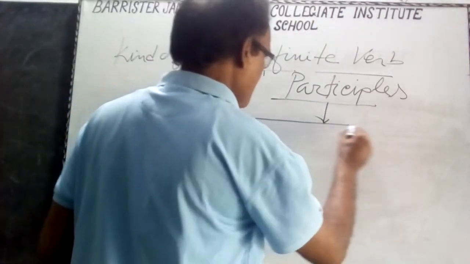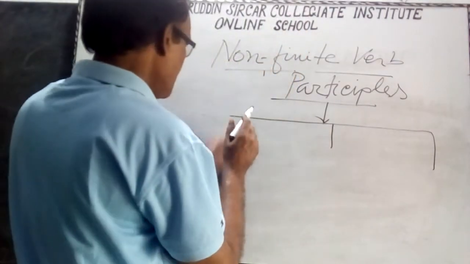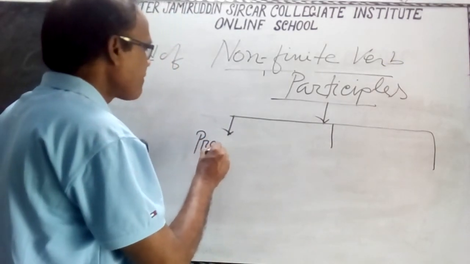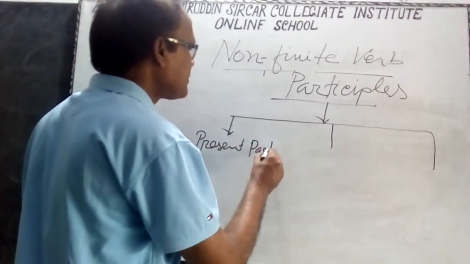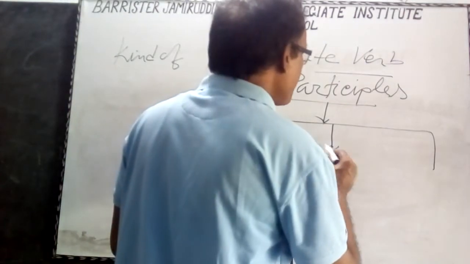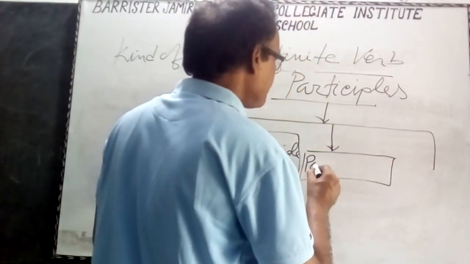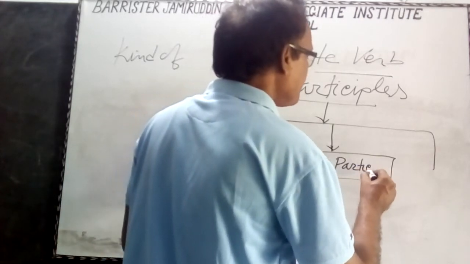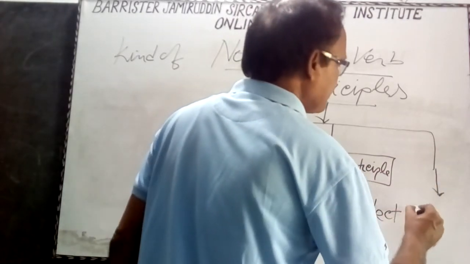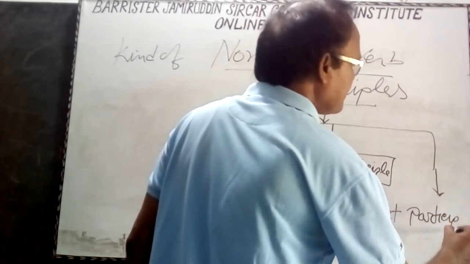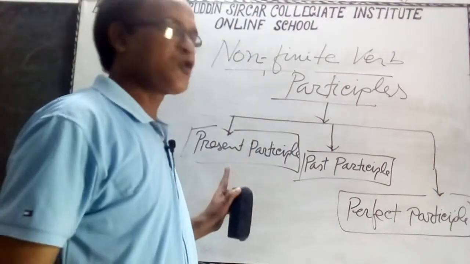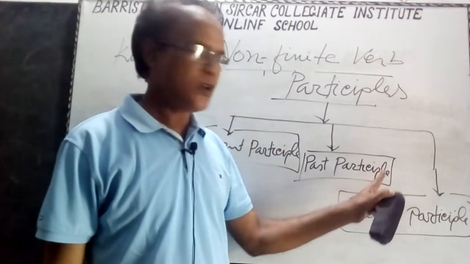We know participles are of three kinds: present participle, past participle, and perfect participle. I repeat, participles are of three: present participle, past participle, and perfect participle.